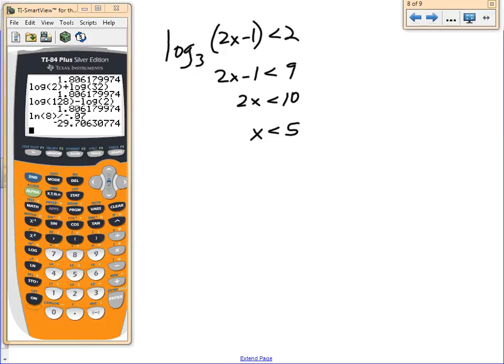Where does x is less than 5 start at? 5. How far does it go down? Use a math term. Infinity. It goes to negative infinity, doesn't it? But look, a lot of that doesn't make sense. Guys, tell me about this number right here. 2x minus 1 has to be what kind of number? It has to be positive. It can't be a negative.